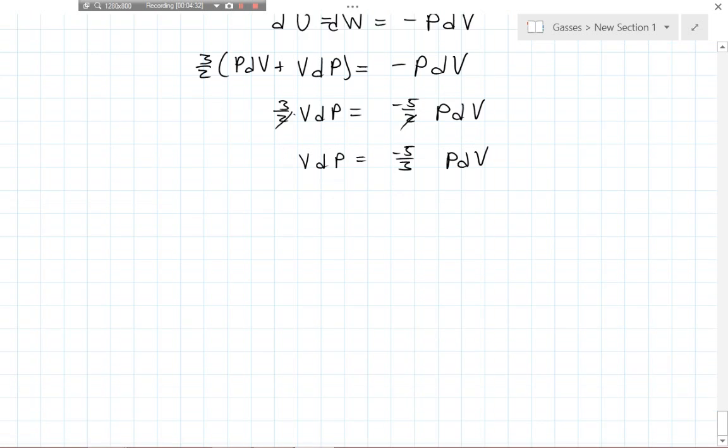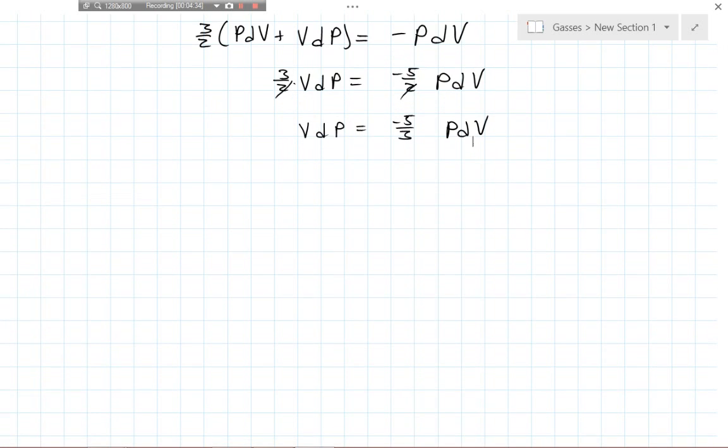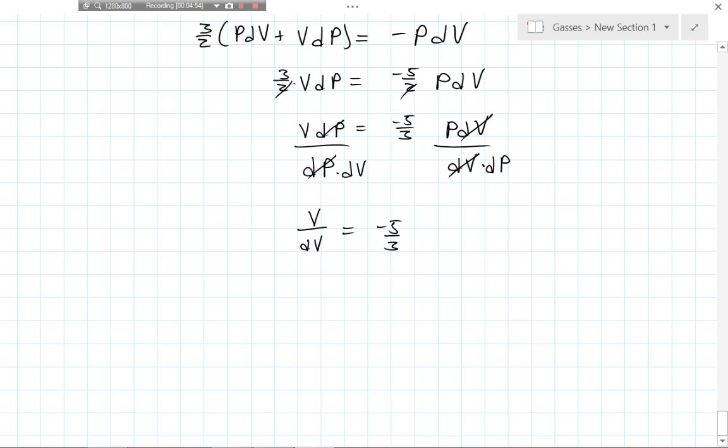And then finally, I'm going to divide the pressure over to the other side, and I'm going to divide the volume over to the other side. So I'm going to divide both sides by P dV. If I do that, the P's cancel over here, the dV's cancel over here, and I have dV over V is equal to minus 5/3 dP over P. And the reason I want to do this is I want to have on the left side just volume and on the right side just pressure.